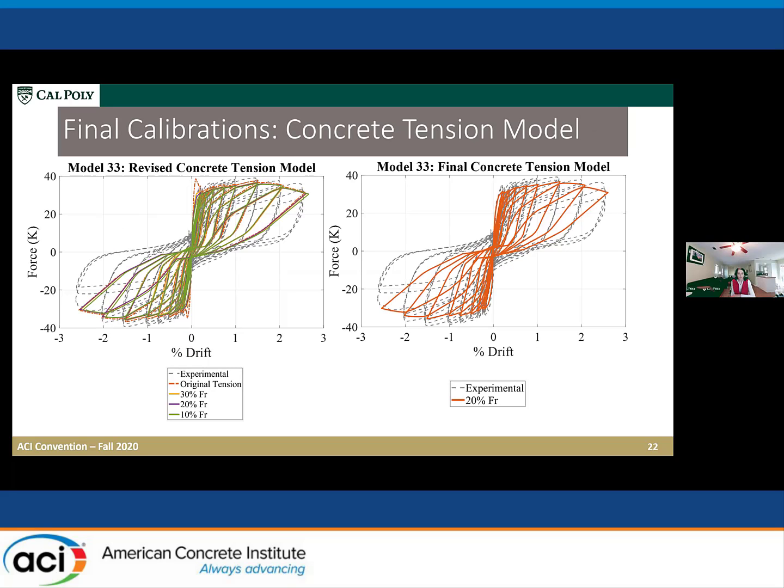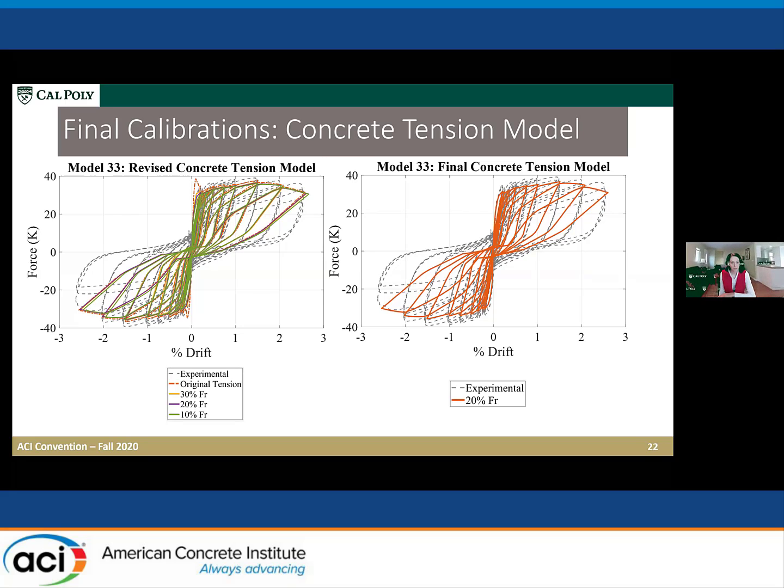So then from the pushover model, we move on to the cyclic models in PERFORM-3D. These are more time consuming to perform, but can give us some useful information about energy dissipation and things like that. So again, model 33 was the forerunner of the cyclic models in terms of its ability to capture the strength, initial stiffness, and this degradation of strength as we go through the cyclic behavior.